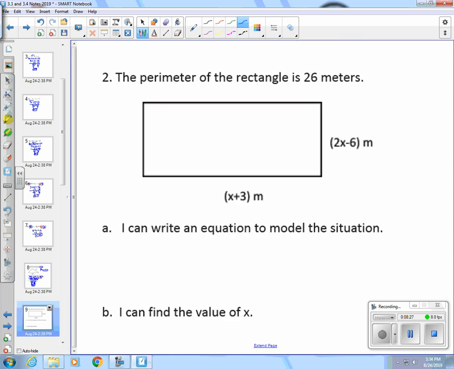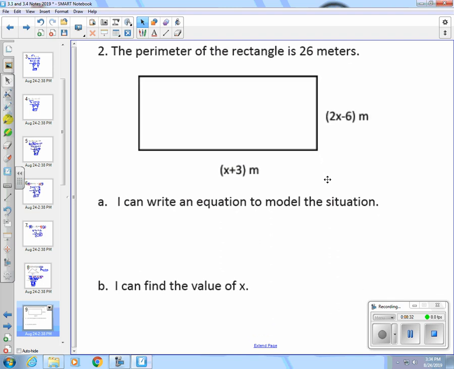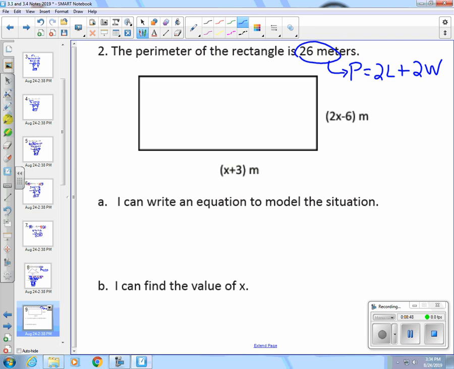One more problem in finding the perimeter of a rectangle. This one is 26 meters total. And we know that the perimeter is 2 times the length plus 2 times the width. And this 26 is what's going to be put in for that capital P for perimeter. So I have 26 equals 2 times, well, one of them is going to be x plus 3, and then the other one is going to be 2x minus 6.